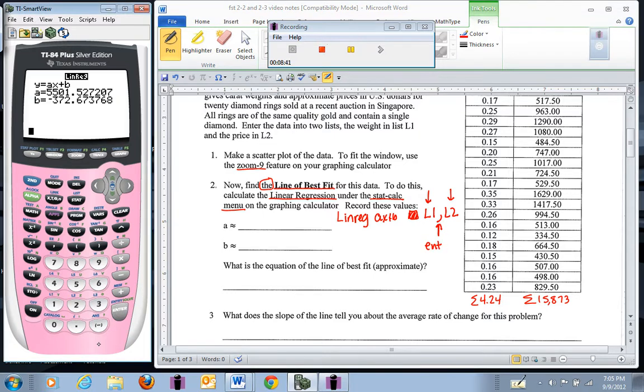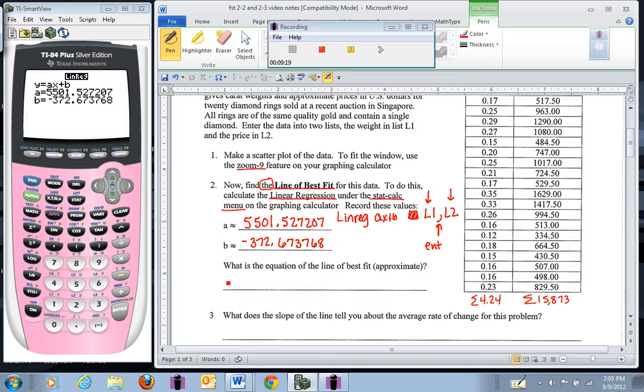Okay, once you hit enter, it brings this up on the screen, and it says Y equals AX plus B, where A is 5501.527207 and B is negative 372.673768. Okay? So your A value is approximately 5,501.527207, and the B is approximately negative 372.673768.